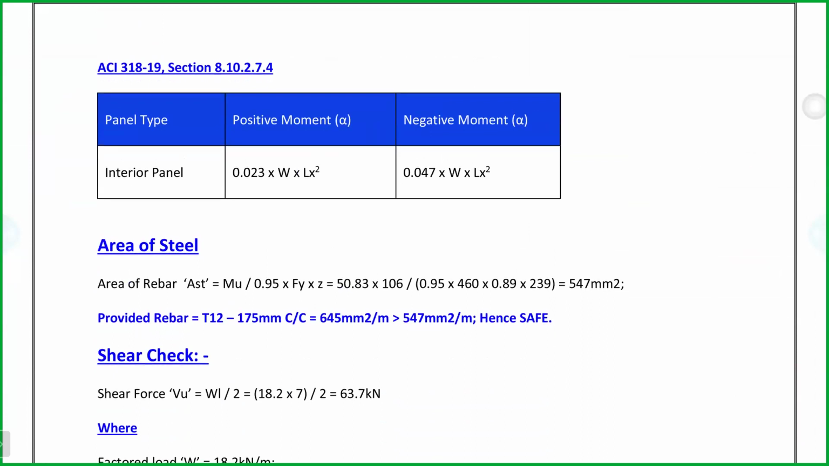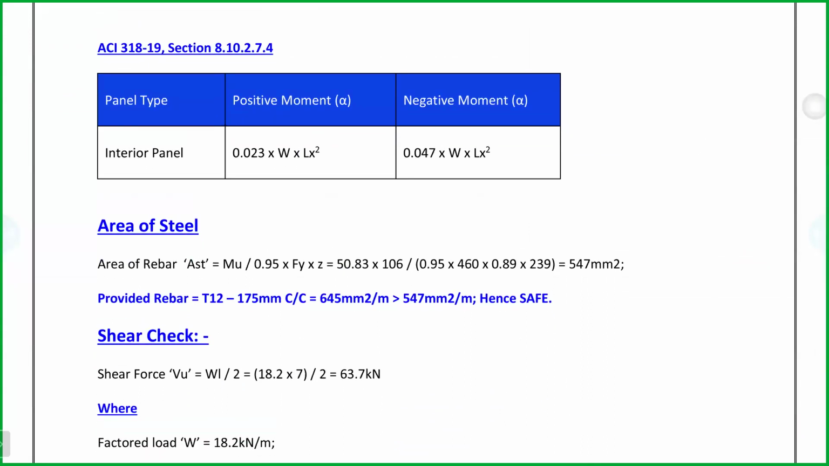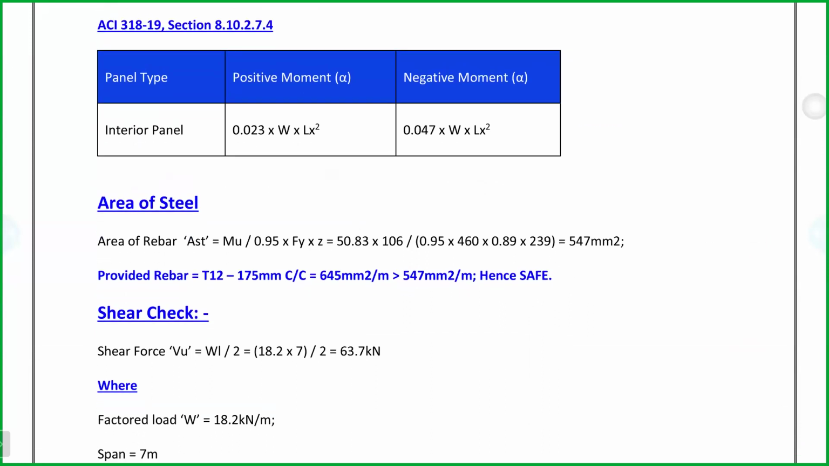This is called the interior panel, just for your understanding. The one you have seen was for the corner panel, and this is for the interior panel, with two sets of factors. The terminology remains the same, WLx square and WLx square. Only those factors will differ. I'll give you those factors separately as a code extraction as per ACI 319, so by substituting, these are the factors.